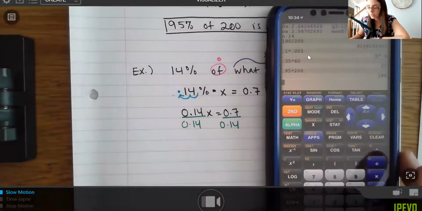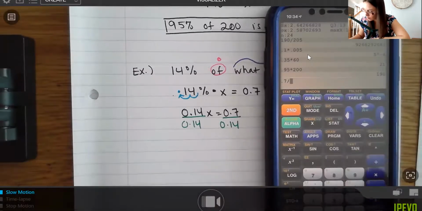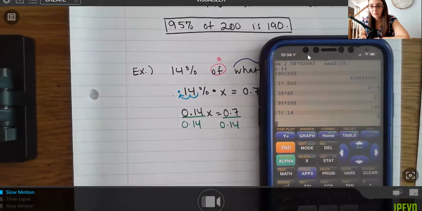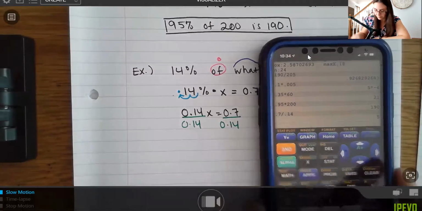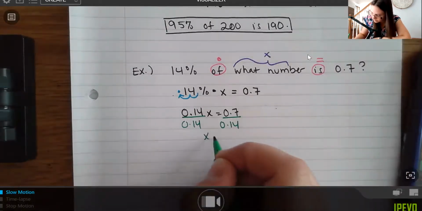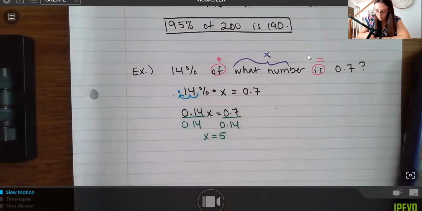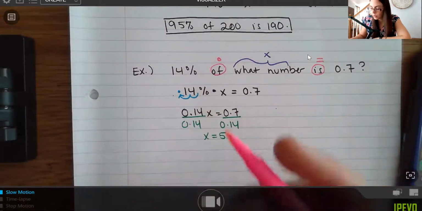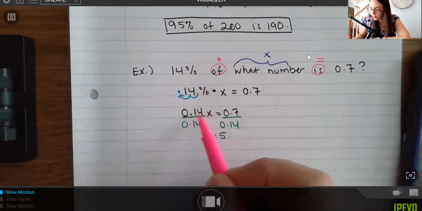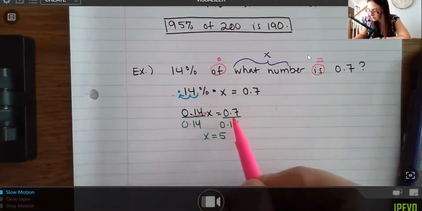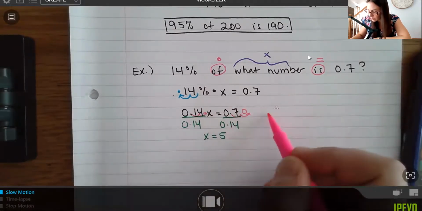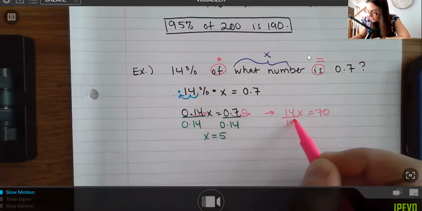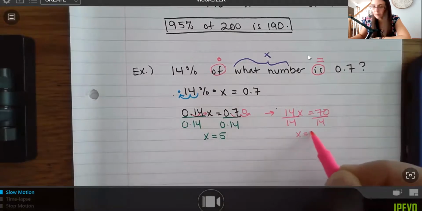So here, I'm just going to do 0.7 divided by 0.14, and I get that answer of 5. If you were solving with canceling, just as a reminder, you would want to move all the decimal points equally, and you do it with the greatest number. So here I have 2, here I have 1. So I'm going to move everything 2 places, and I fill in any zeros. So you'd have 14x equals 70. And now when you're solving and dividing by 14, you're still going to get that same answer of 5.